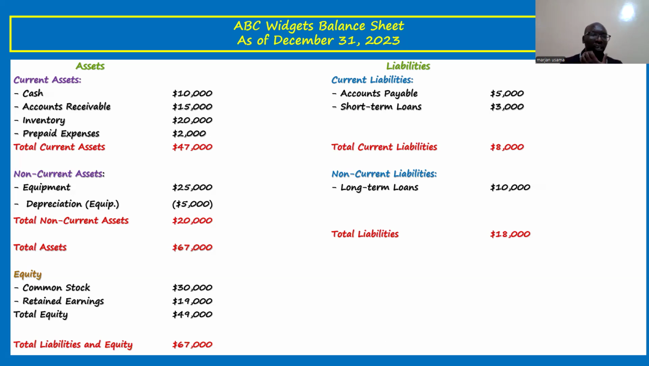So in our case, you can find that our total assets is 67,000, and our total liabilities plus the equity is what? It is 67,000. So the total equity is 49,000 plus the 18,000. So you get 67,000.